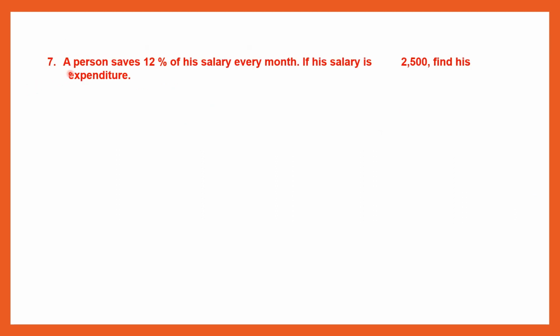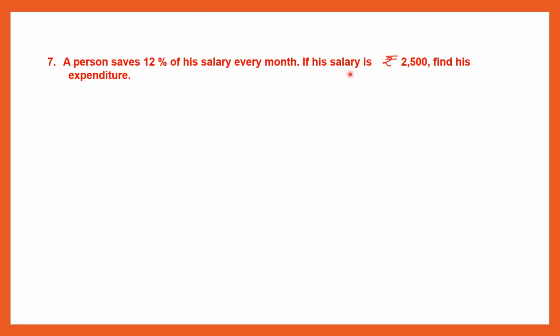Question 7. A person saves 12% of his salary every month. If his salary is 2,500 rupees, find his expenditure. So here they're telling us a man gets his salary every month. Salary is the amount that he gets after working. For every month he gets a salary. Out of that, 12% he saves. That means he doesn't spend it, he keeps it so that he can use it if he needs. So this is the savings.